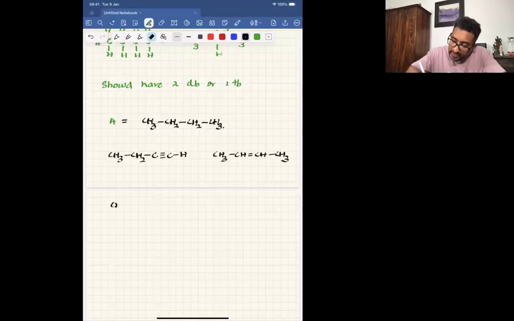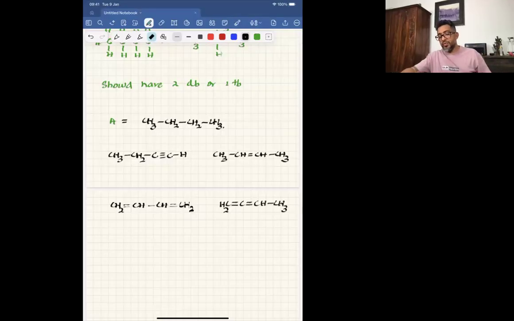Or you can have structure like this, CH2, double bond CH, CH, double bond CH2. This is again another structure you can have. Or else you can have a structure like this, CH2, double bond C, double bond C, H, CH3. And these are the 4 possible structures you can have. Is it clear? If there are problems, you need to ask.